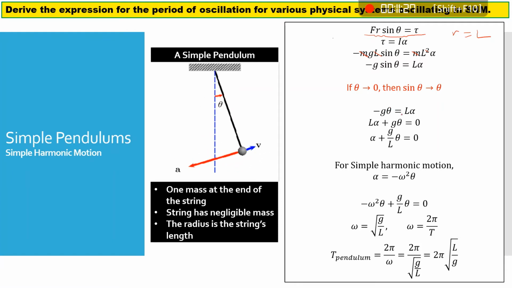Negative g theta equals L alpha. I can add this g theta over to the other side to get L alpha plus g theta equals 0, and then divide everything by L in order to get our equation here. Okay, good so far?